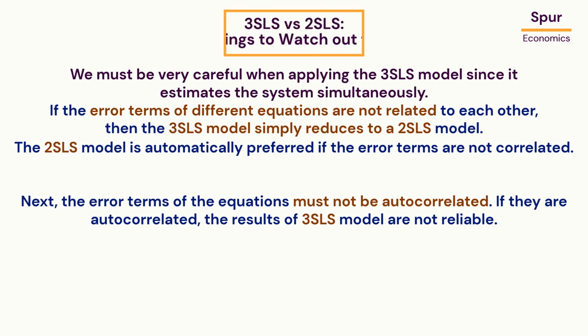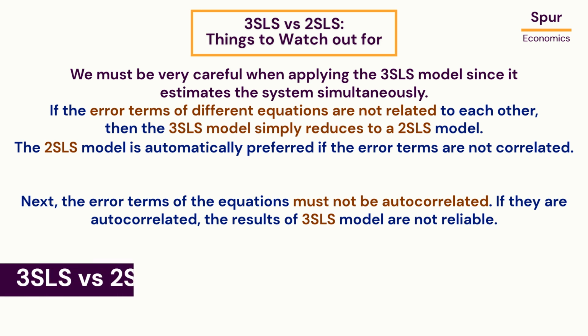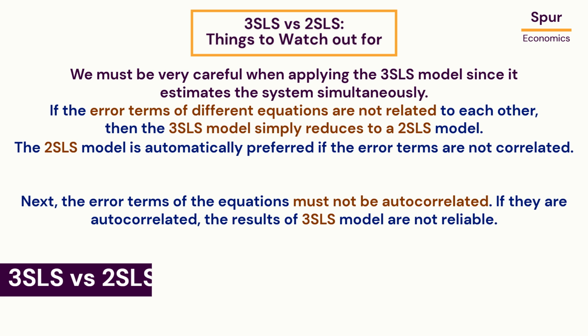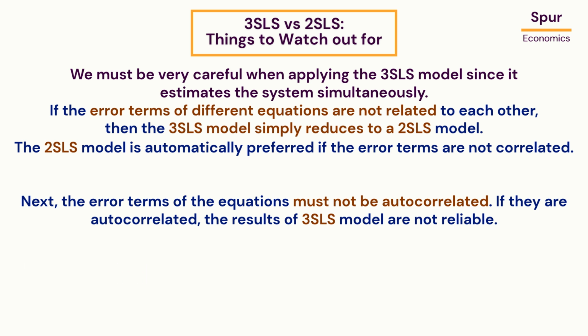We must be very careful when applying the 3SLS model since it estimates the system simultaneously. If the error terms of different equations are not related to each other, then the 3SLS model simply reduces to a 2SLS model. The 2SLS model is automatically preferred if the error terms are not correlated. Next, the error terms of the equations must not be autocorrelated.